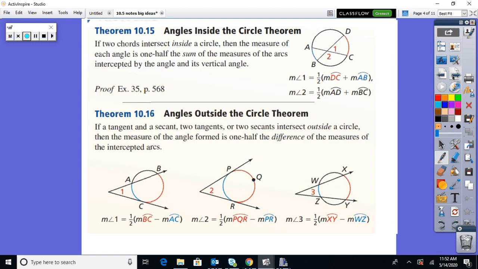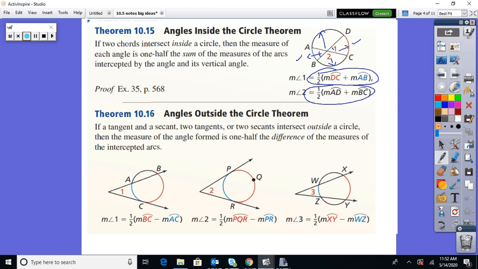Theorem 10.15, angles inside the circle. For angle 1, you look at the two arcs that the angle makes, because they're vertical angles, so they're the same on each side. It makes an arc over here at DC and an arc over here at AB. You just want the average: add them up, divide by 2. Similarly, for angle 2, you would go with arc BC and arc AD and find the average of those two. Add them up and divide by 2.